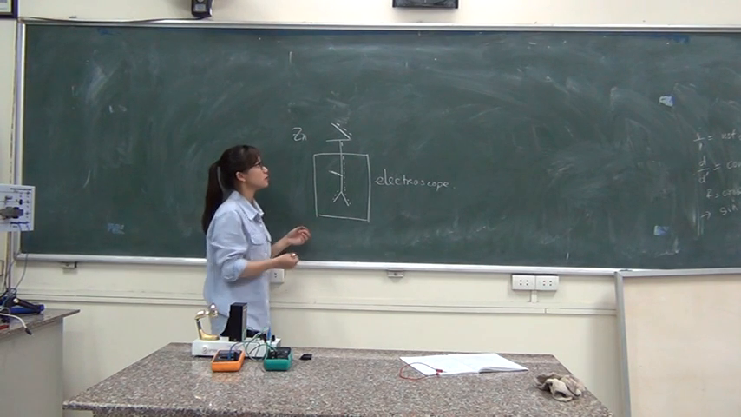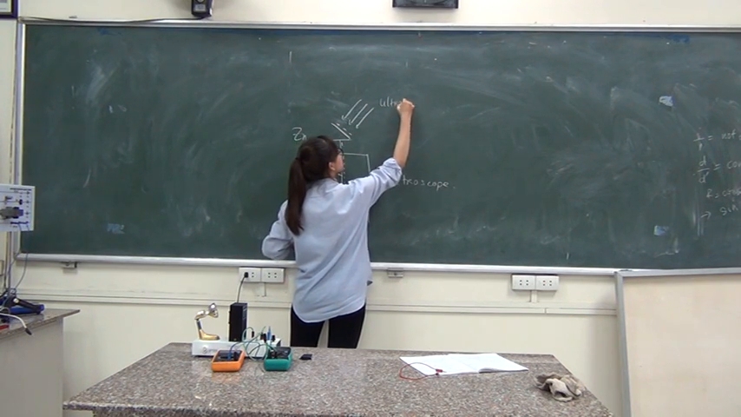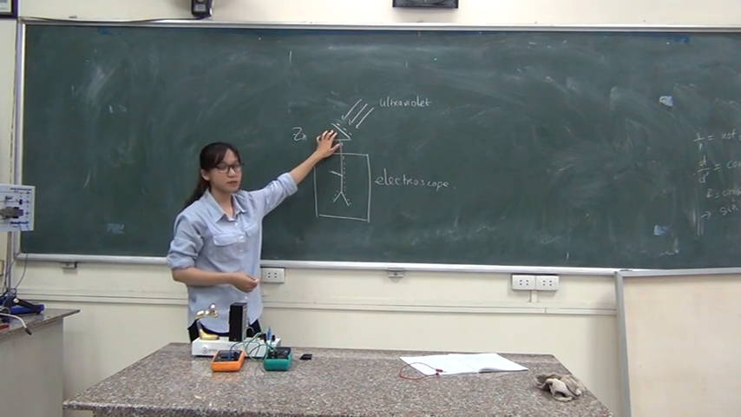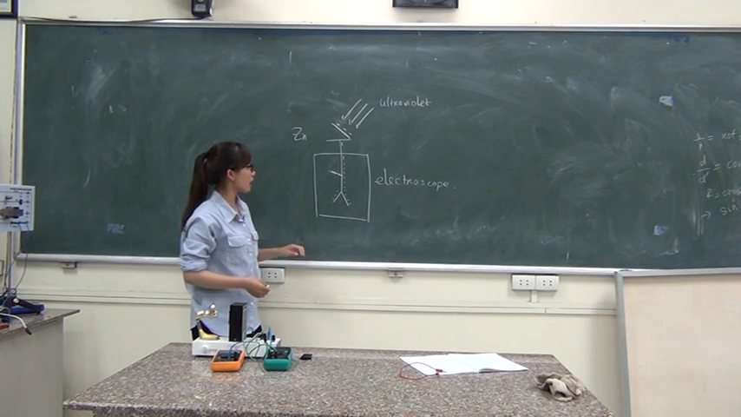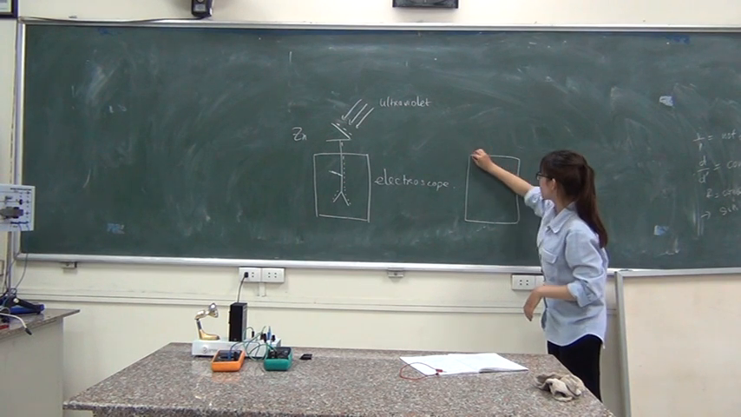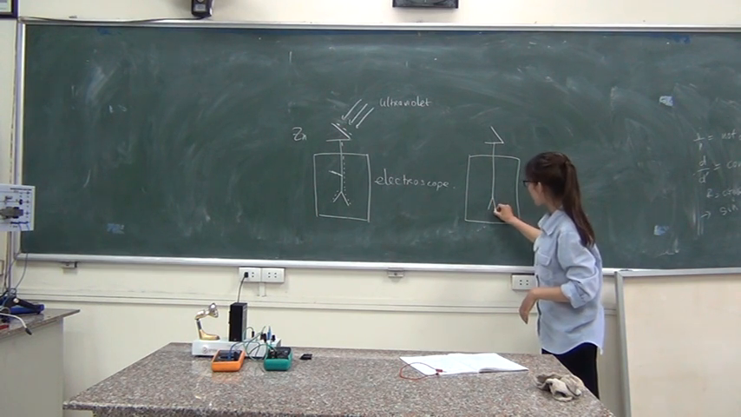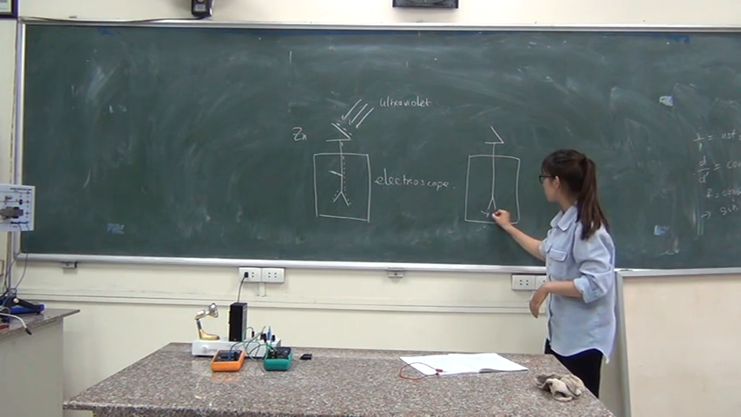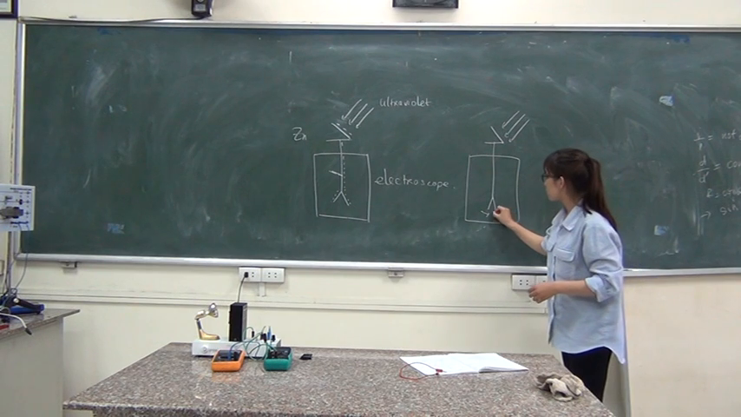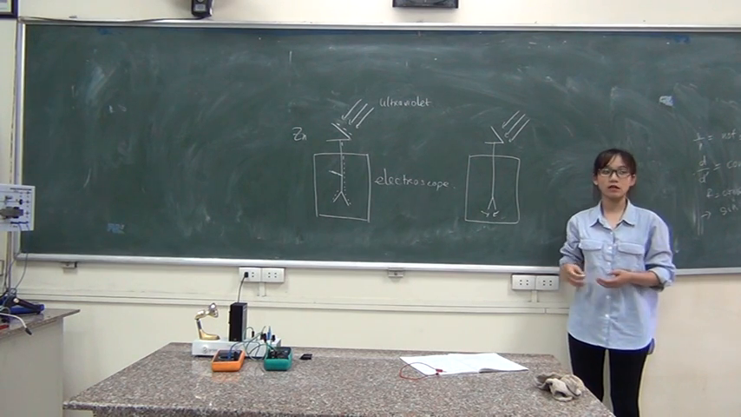And then he used an ultraviolet ray to shine on the surface of the plate, and after that, the phenomenon that you can see is the two plates get closer to each other like this one. So that means this system will lose a specific amount of electrons.